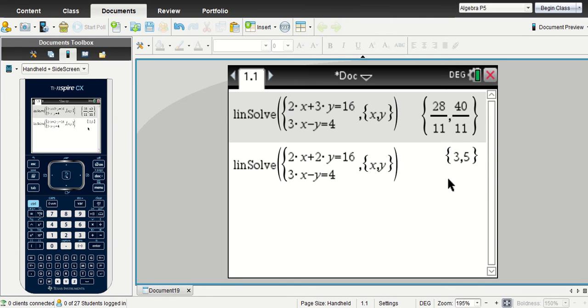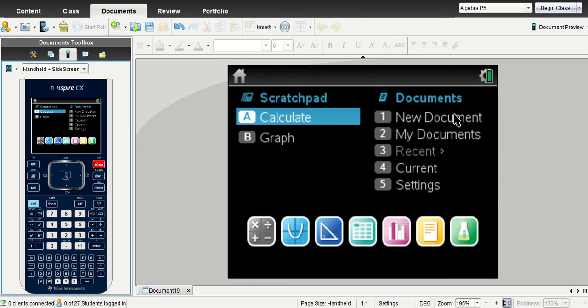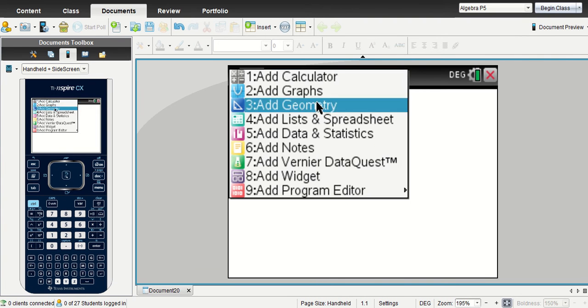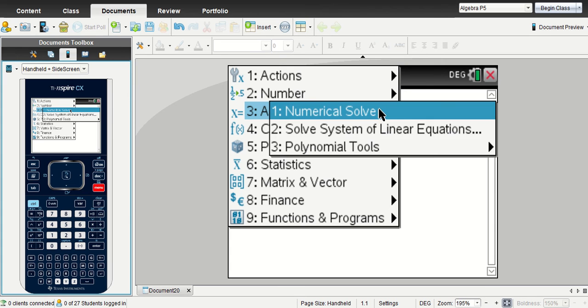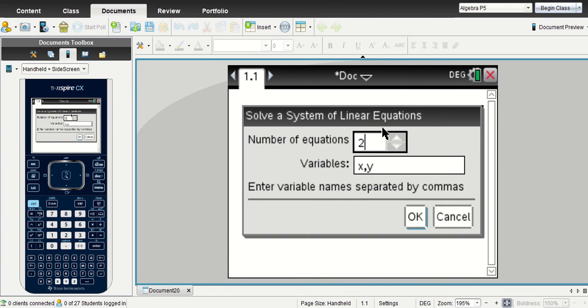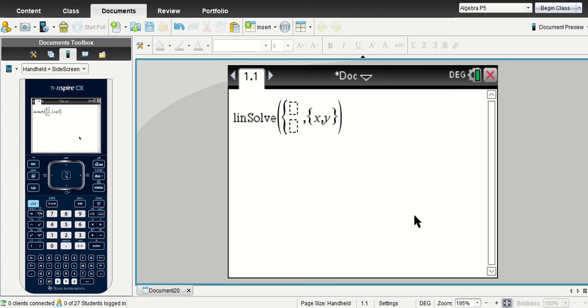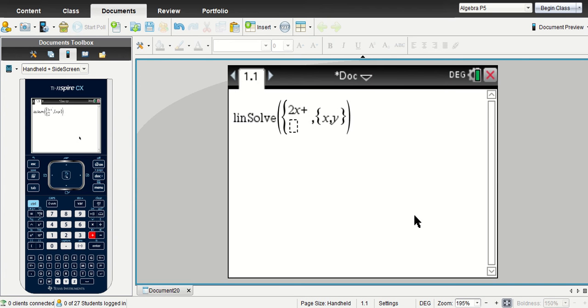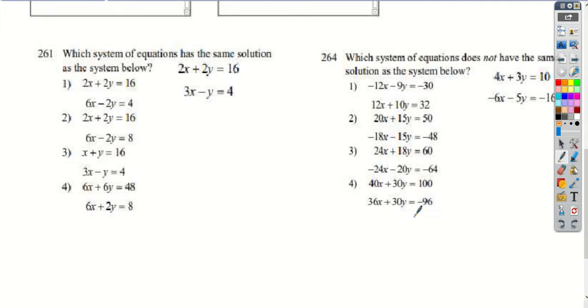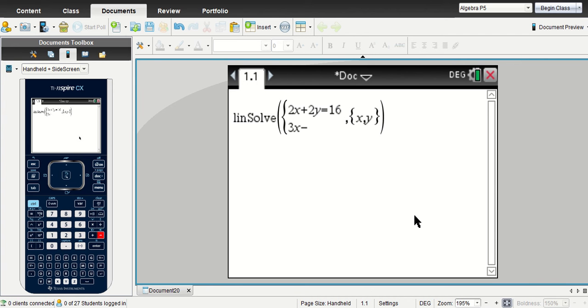Okay, so real quick, to actually get the solutions, we're going to go new document, open up a calculator page, and then menu, algebra, and then choice 2 is solve systems of linear equations. So we want two equations, x and y are my variables. Click OK, and then we're just going to type them in. So 2x plus 2y is equal to 16, and then 3x minus y equals 4.